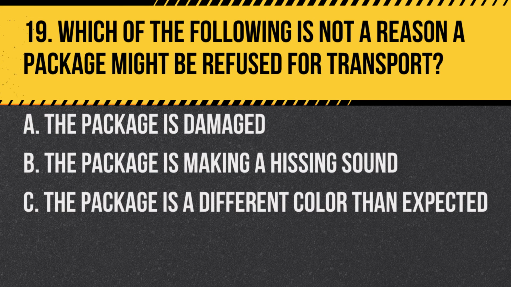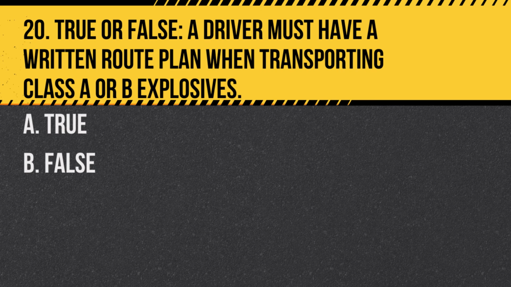Question 19. Which of the following is not a reason a package might be refused for transport? A. The package is damaged. B. The package is making a hissing sound. C. The package is a different color than expected. Answer: C. The package is a different color than expected. Color is not a primary concern. Safety is.